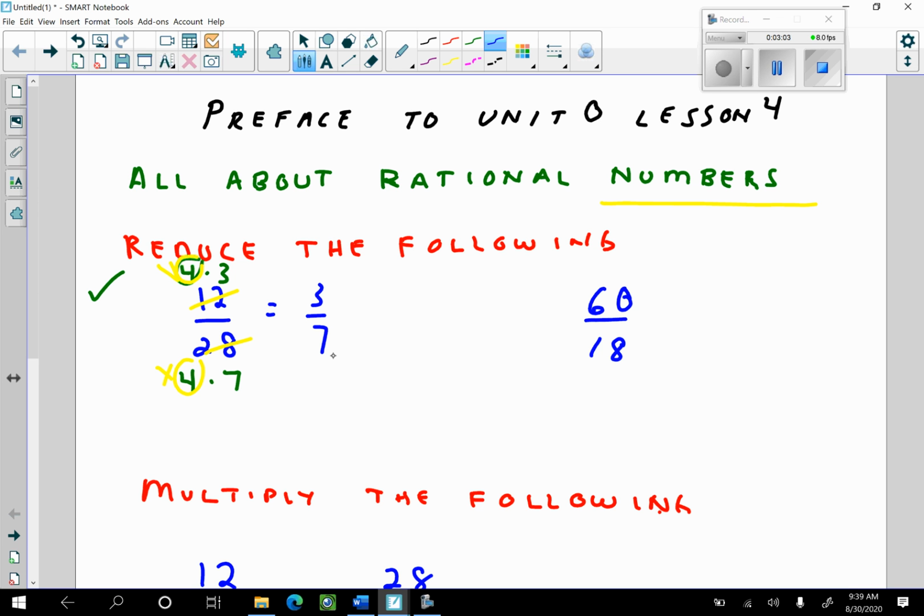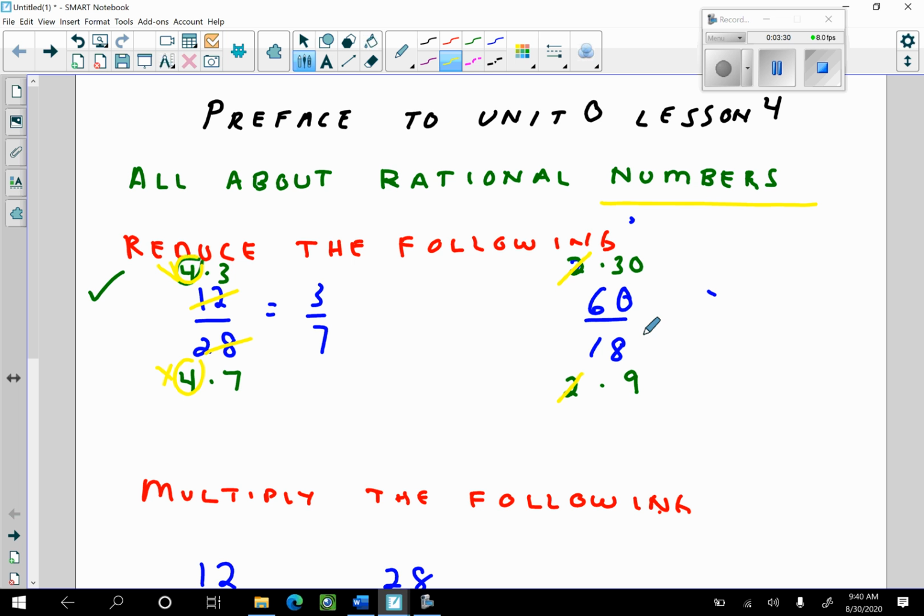And we have 60 and 18. Well, right away, we can tell right off the bat that 60 is 2 times 30. Let me get a different color here. 2 times 30, and 18 is 2 times 9, and now right away I can see that I can get these 2's out of there. They're gone. They factor away. 2 over 2 is 1. So now I have 30 over 9.